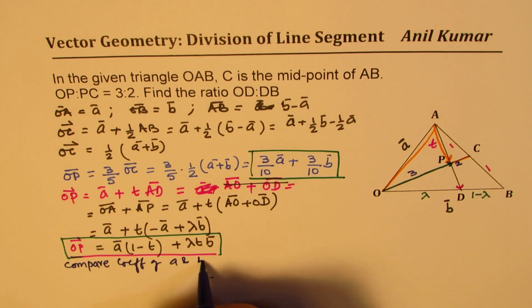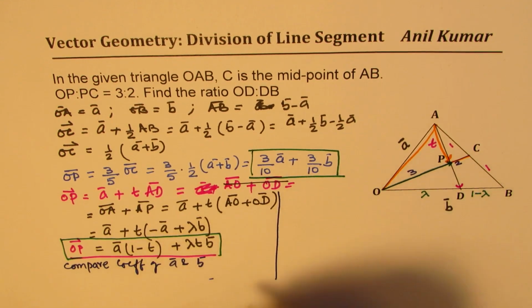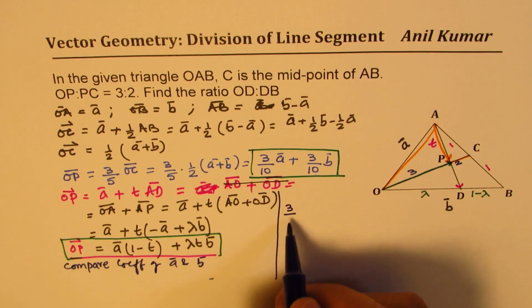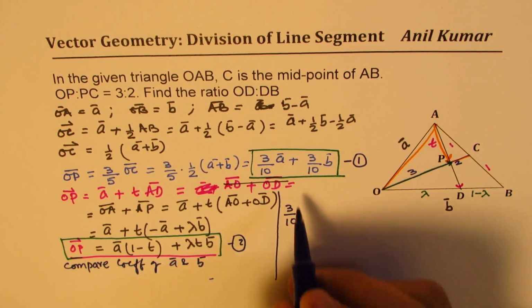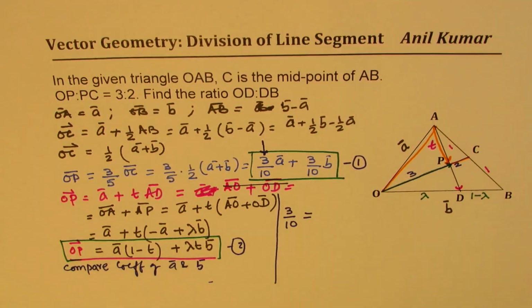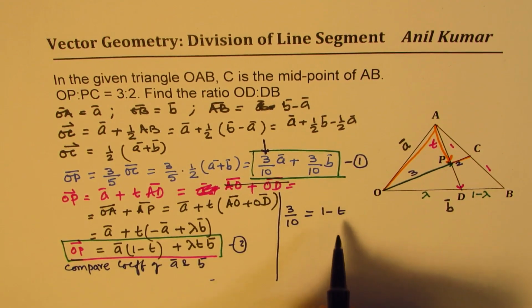Of A and B. Is it okay? So then we will calculate the answer. So the A coefficient here is 3 over 10. Let's call this equation 1, this equation 2. So 3 over 10 from A, we are comparing this one, should be equal to minus T, right? So from here we can find the value of T.